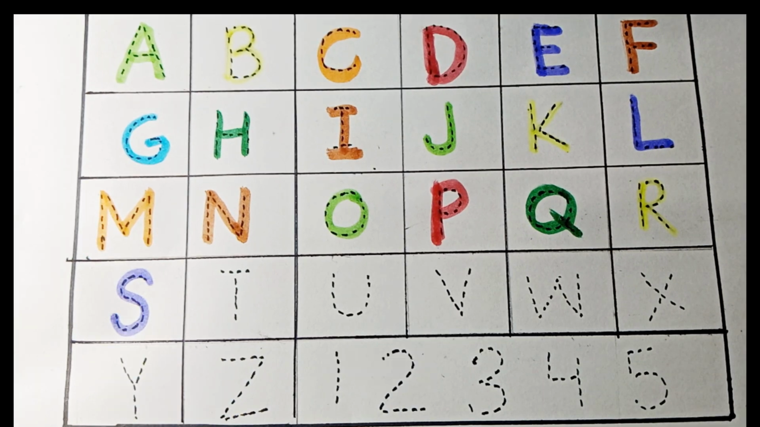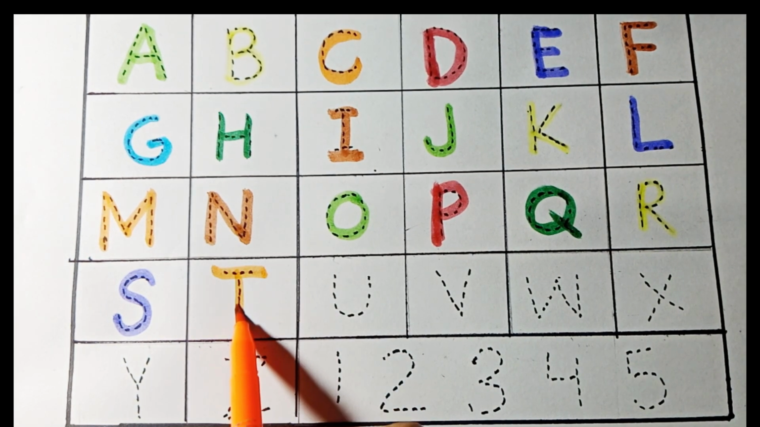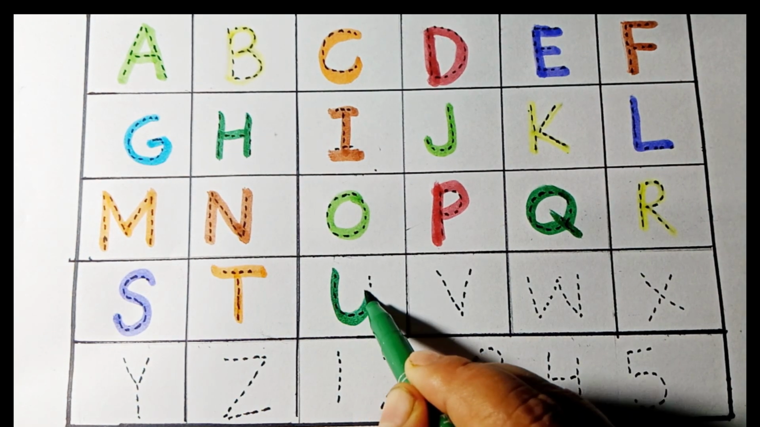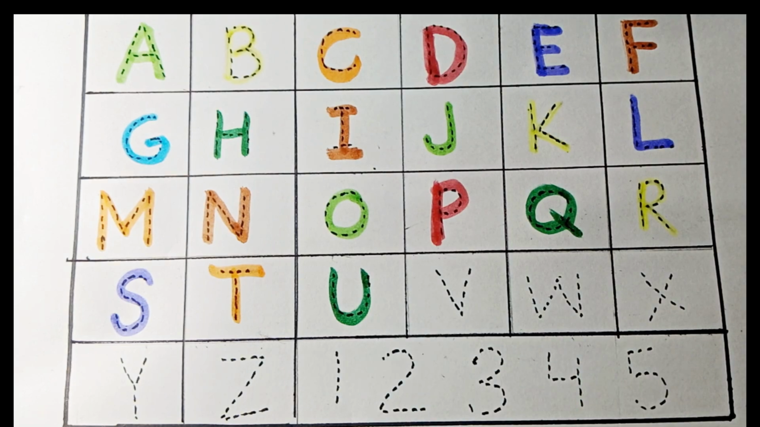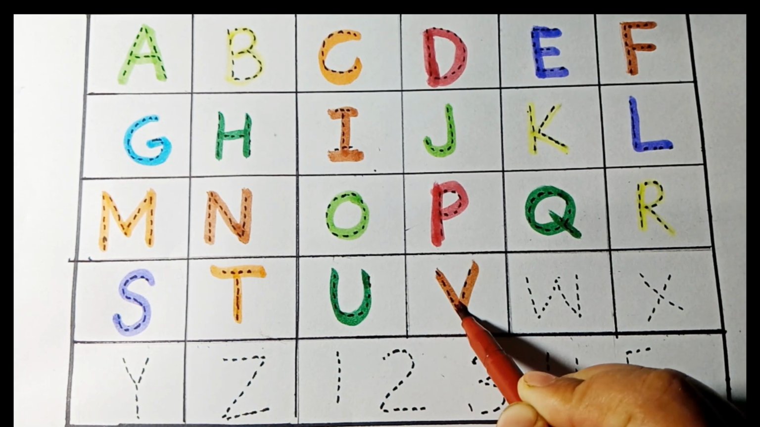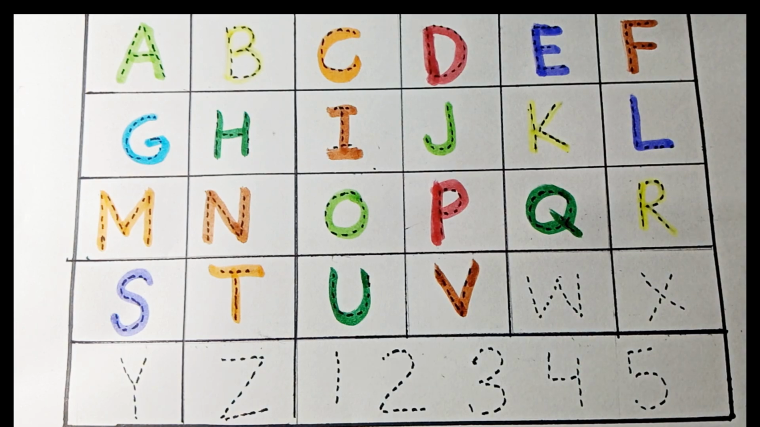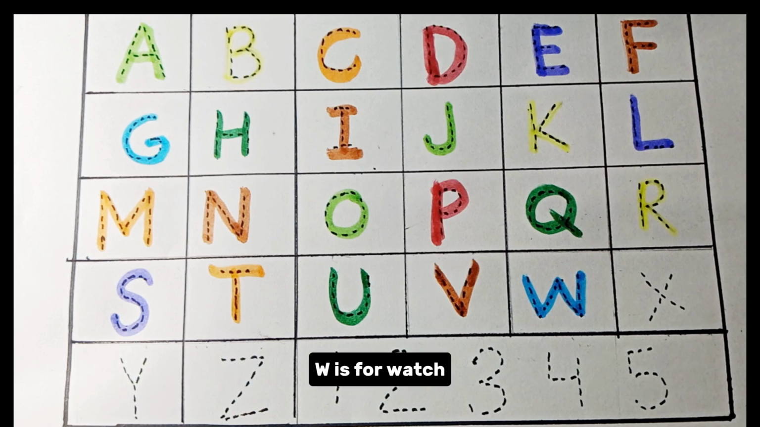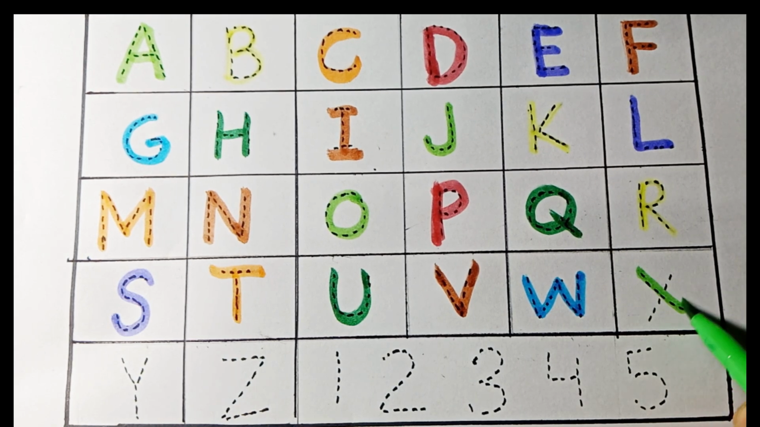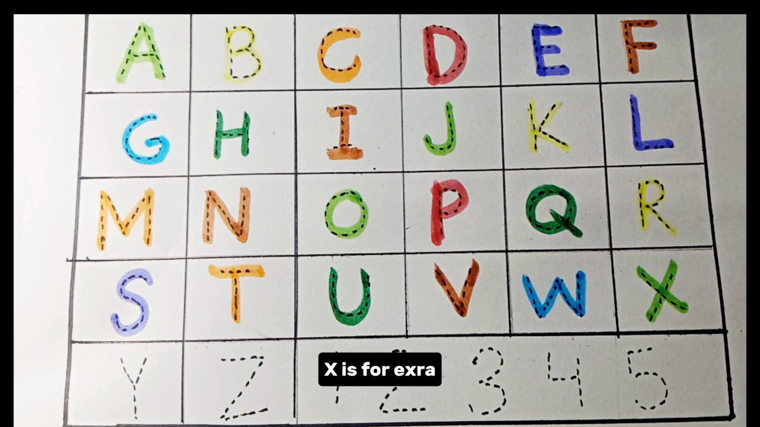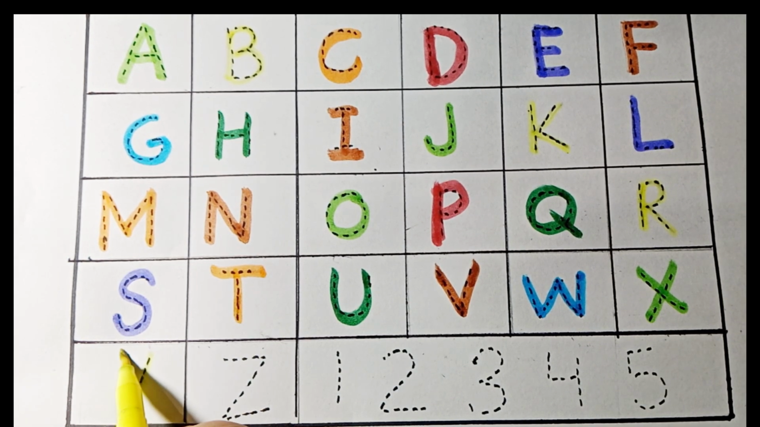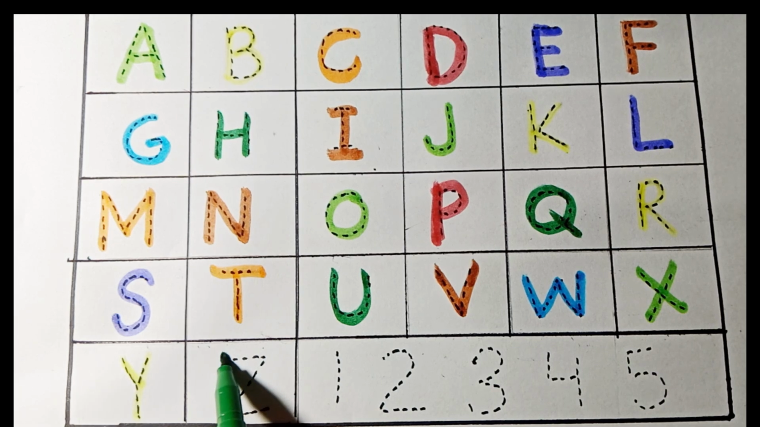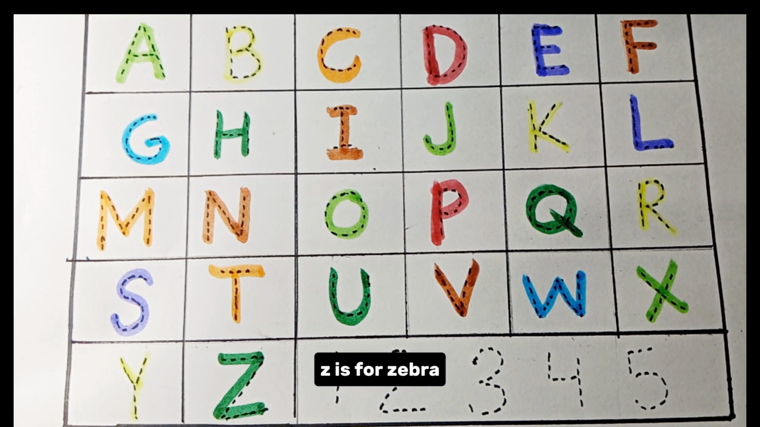S is for sun. T is for toys. U is for umbrella. V is for van. W is for watch. X is for extra. Y is for yak. Z is for zebra.